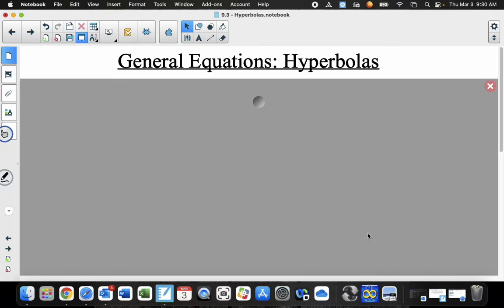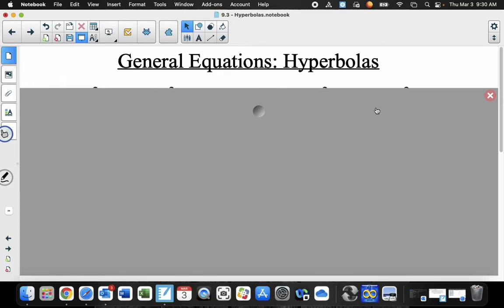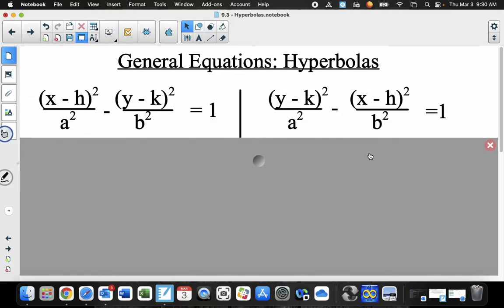So here's the general equation. Here are the main ideas for today: what does the equation look like? What are the nuts and bolts of things? If we take a look, does the equation look familiar? What's the only difference? There's a minus instead of a plus. That is the only difference in the equation. And as I mentioned before when we were talking about the assignment, parabolas only have one squared term.